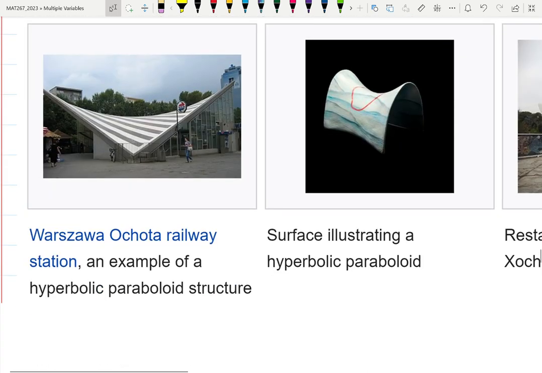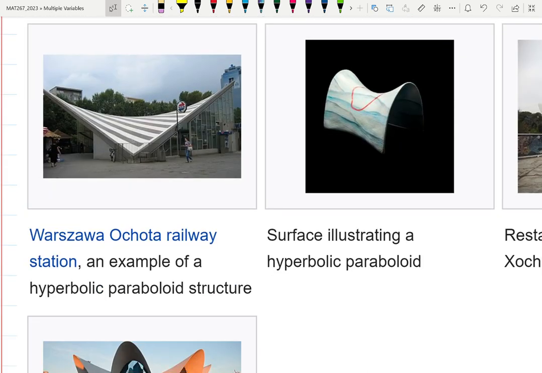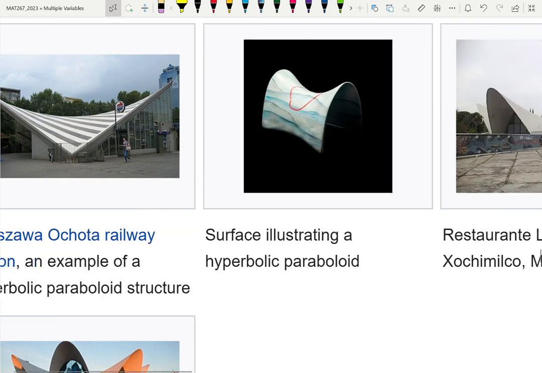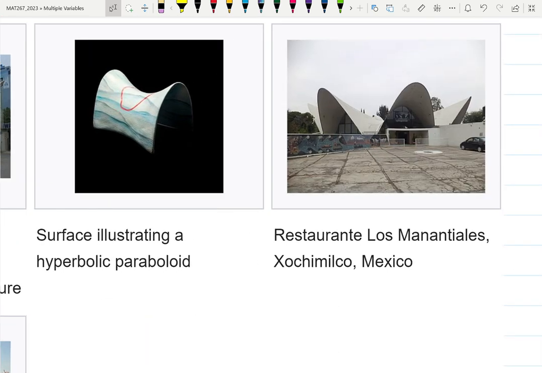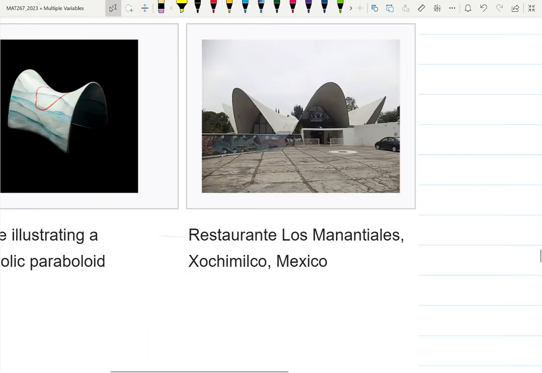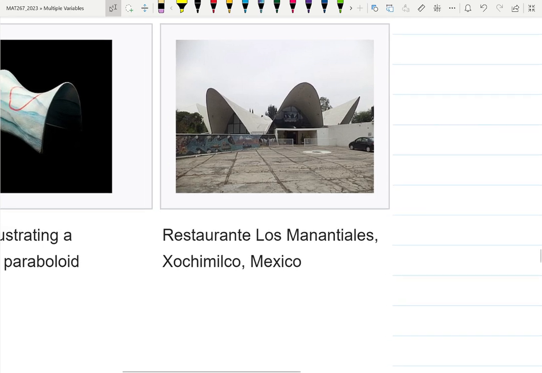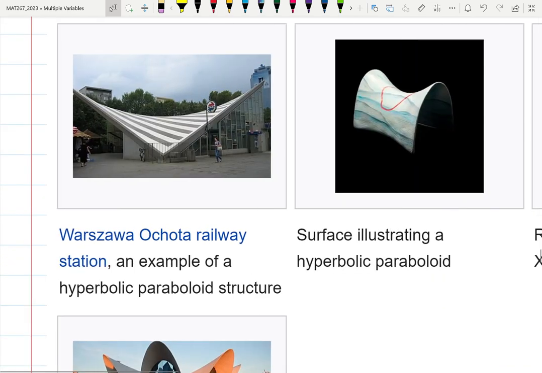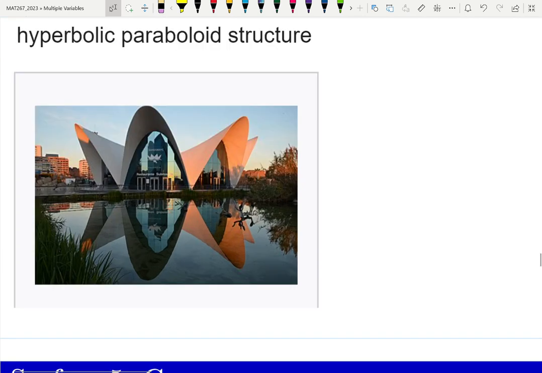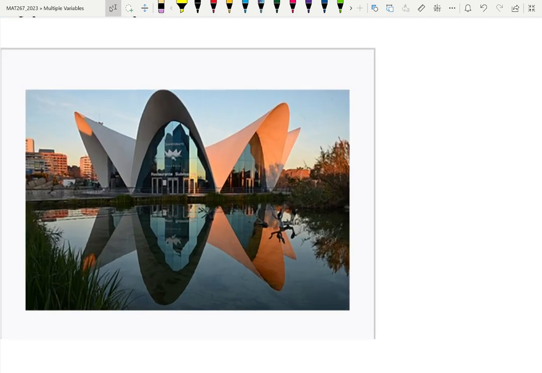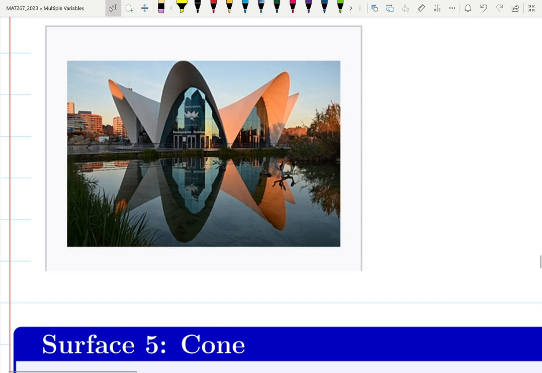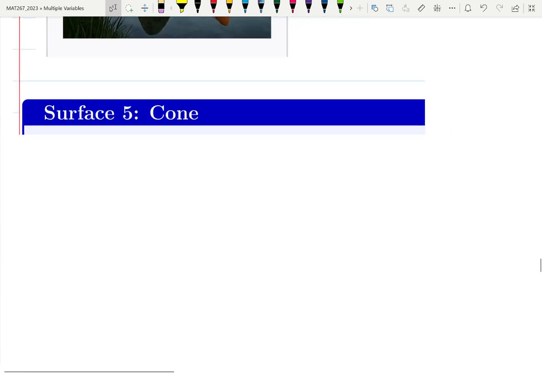It's a good shape. So, Warszawa railway station, surface illustrating a hyperbolic paraboloid is here. Look at those in Mexico, pretty cool. So it's a very popular shape for construction. So civil engineers should know that. And because of the properties of how it's shaped and the tensions between walls, it makes it steady, and it has a saddle point, which is very important mathematically and from a physics point of view. So we'll be talking about that a lot.